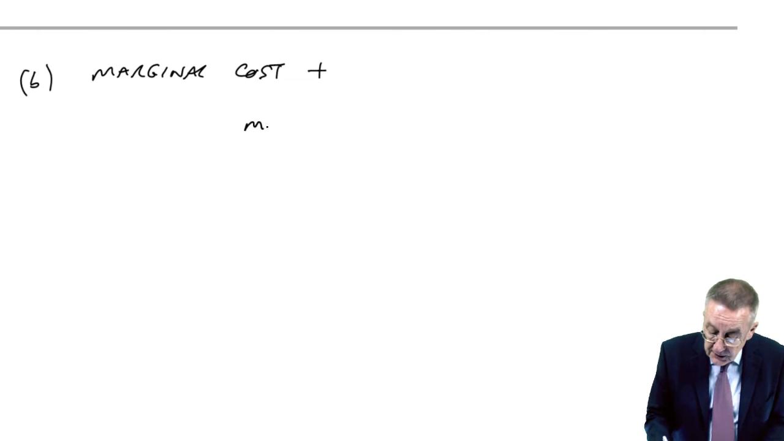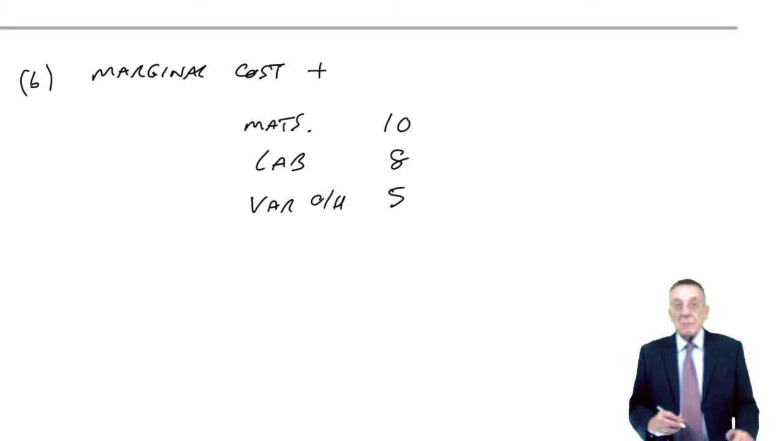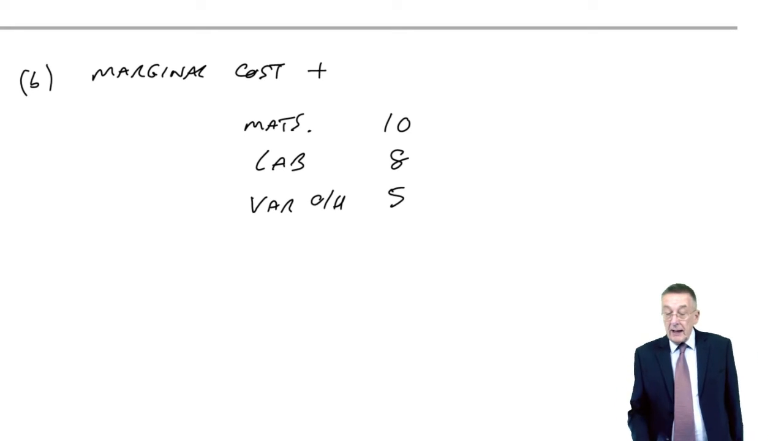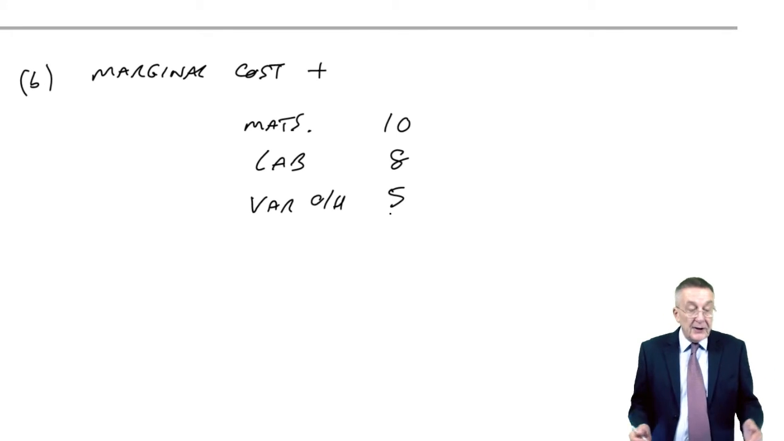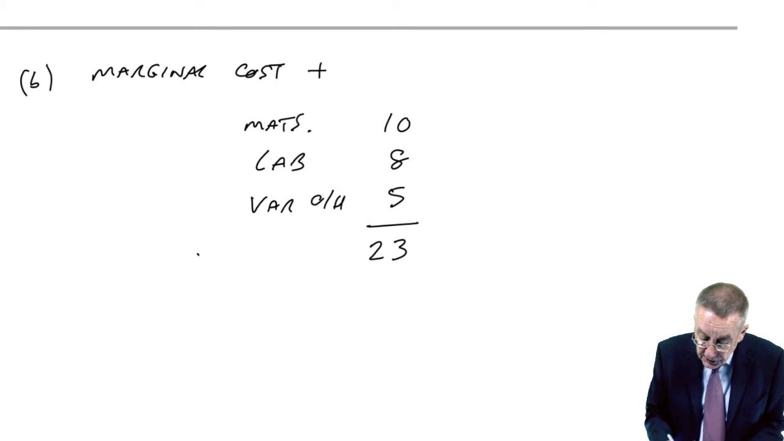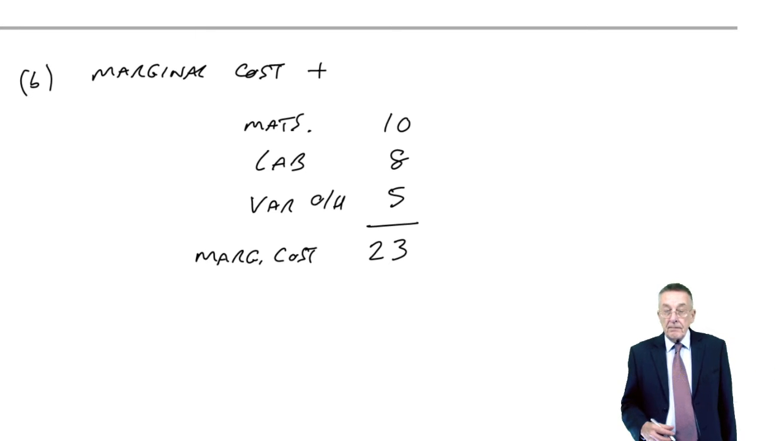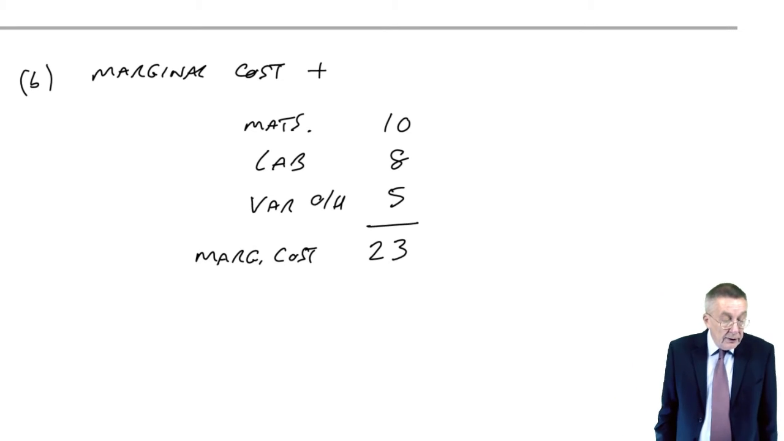So what is the variable cost? The materials are $10, labour is $8. Variable overheads are $5. Because of that absorption problem, I won't bring in any fixed costs. We'll be paying the fixed costs whatever happens. It gives us a variable cost or a marginal cost of 23. So just following the rule, no problem.